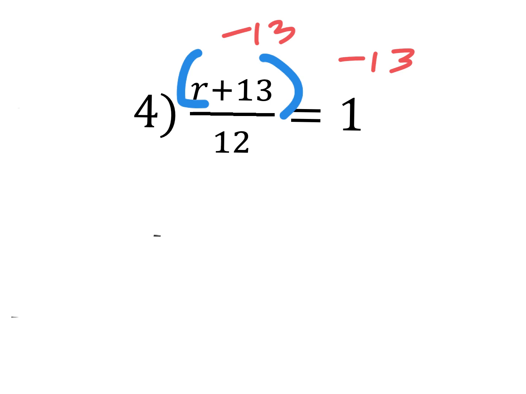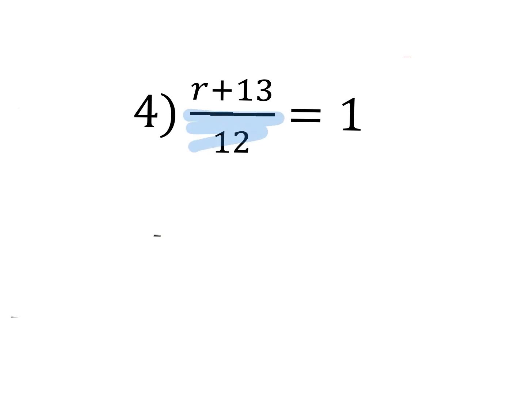You have to get rid of that 12 before you can get rid of anything else, because that R and the 13 are both trapped on top. Okay? So, how do I get rid of a 12? I'm going to multiply, correct, because this is dividing by 12. The inverse is going to be to multiply.